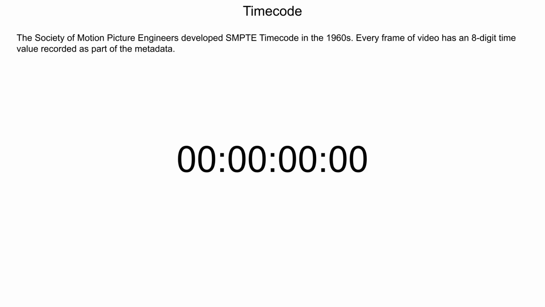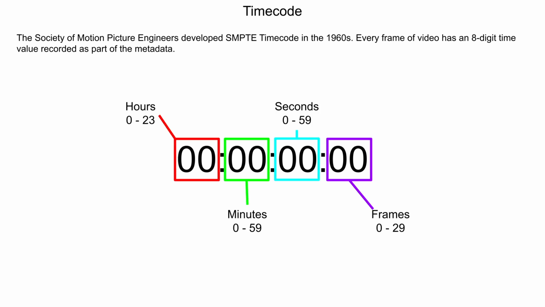Developed by the Society of Motion Picture and Television Engineers, SMPTE timecode is the standard for NTSC countries: America, and many of our friends and allies. Timecode is just a series of 8 numbers. It's read like a digital clock. The first pair of numbers is the hours. It can go from 0 to 23. The second pair of numbers are the minutes. They go from 0 to 59.